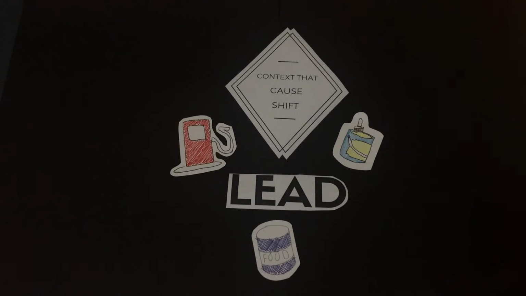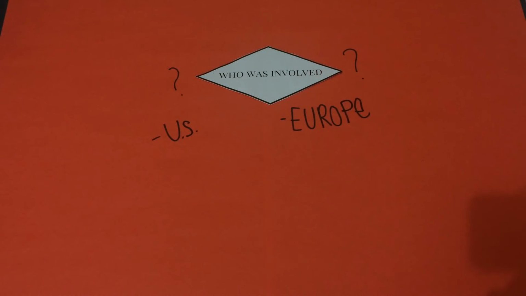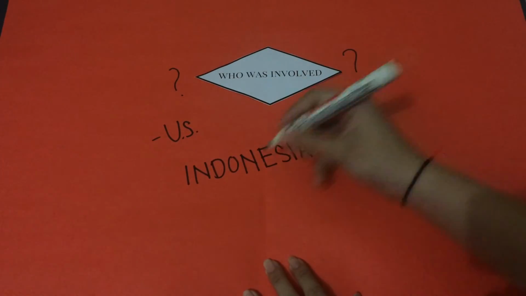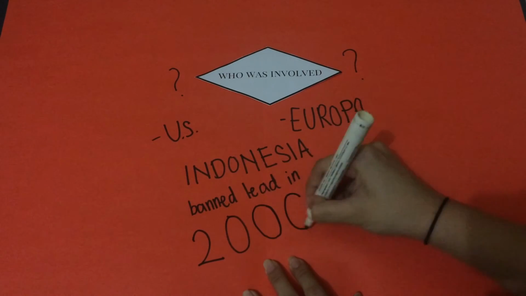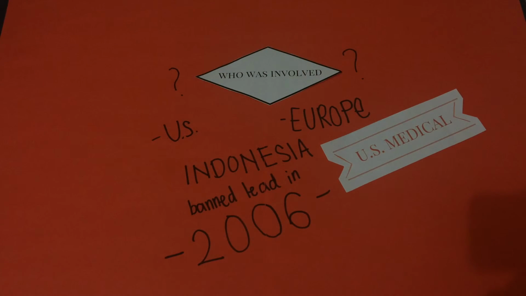Although lead was commonly used in a lot of countries, the earliest ones to ban it were the developed countries such as the US and Europe. Developing countries like Indonesia only banned lead much more recently, in 2006. As for the specific people who were involved, it would be the scientists and medical experts in the US and Europe, such as Claire Patterson.